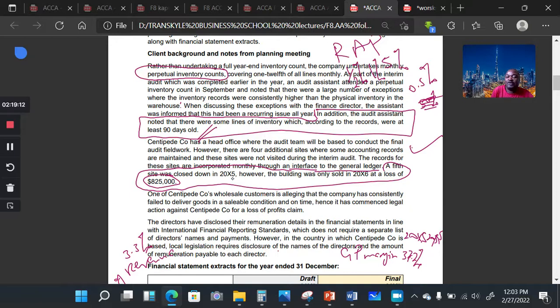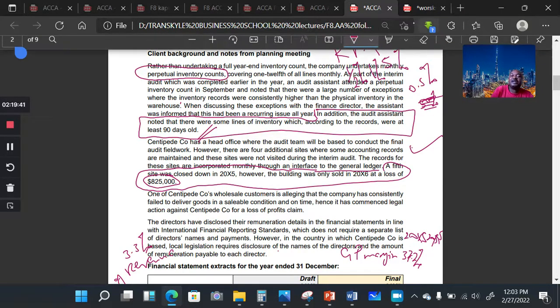So that's the loss on this asset. It was sold at a loss of 825,000, and 825,000 is 3.3% of revenue. So the item is material, or the loss is material to the financial statements as a whole. So the transaction is a material transaction. We cannot ignore it. We have to talk something about it. So what's the audit risk there?